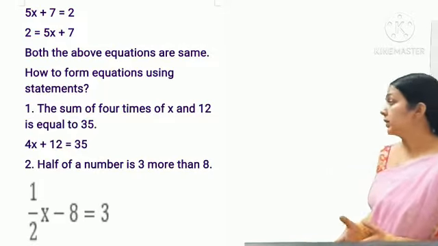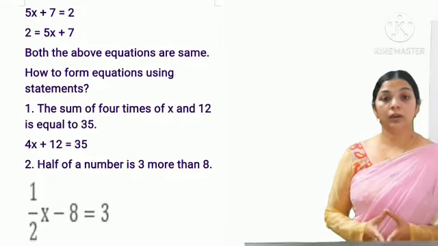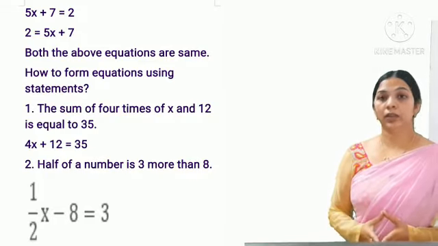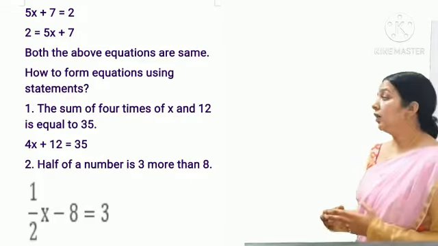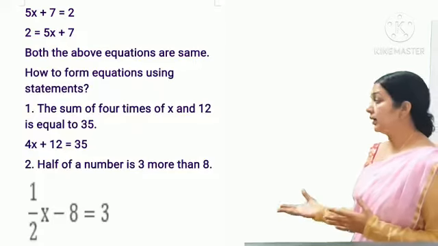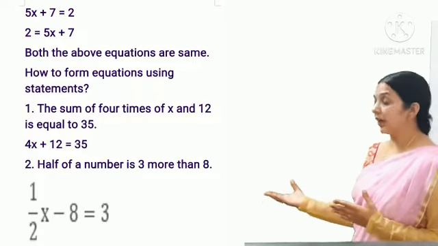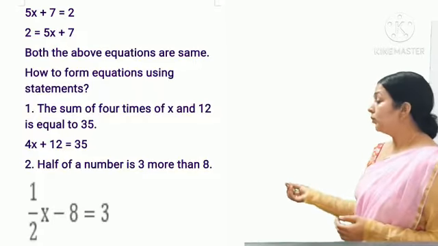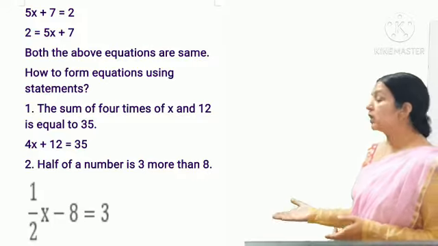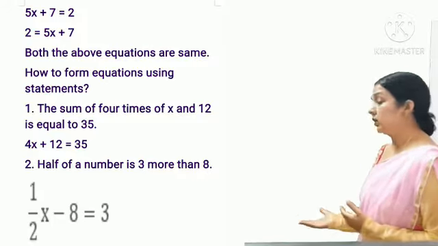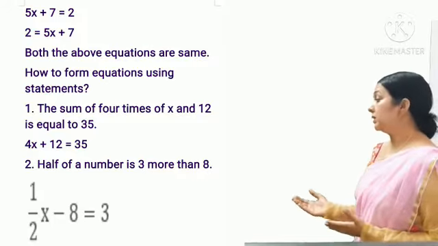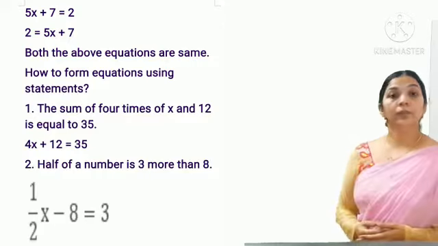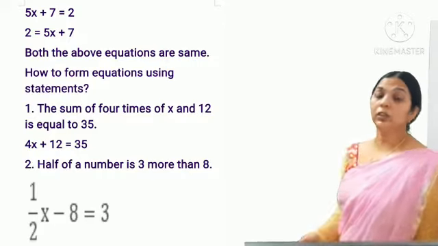Let's take the second example. Half of a number is 3 more than 8. That means half of any number. Here we are taking it as x. So half of x. So when we subtract 8 from this half of x, the result is 3. So 1 by 2 x minus 8 is equal to 3 is the equation required for this condition.